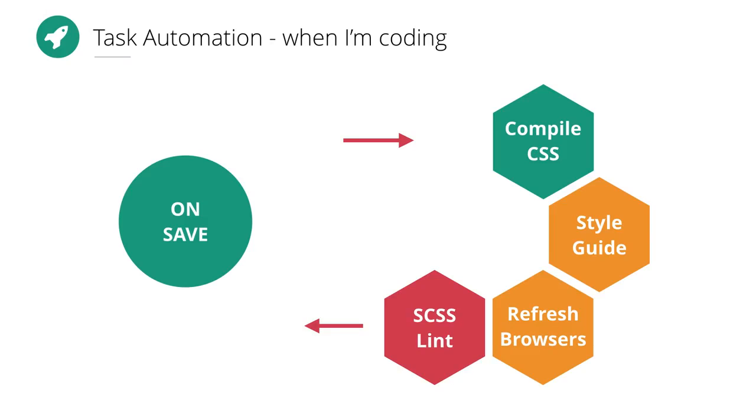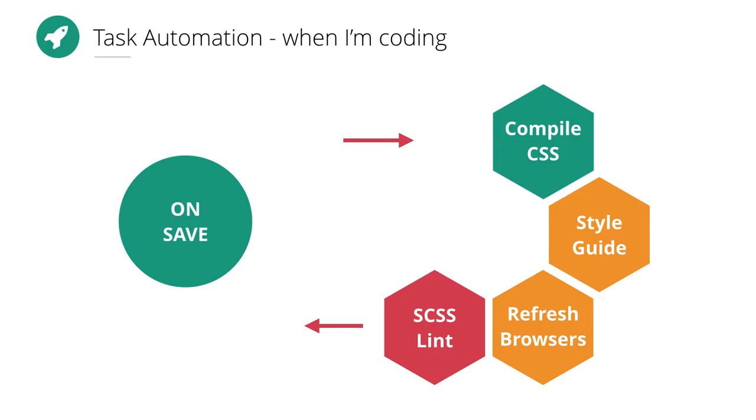Then it fires up and compiles the HTML and the CSS for the style guide. Then it takes all my connected browsers and refreshes them, and then it sends it over to the lint nagger and reports on all the syntax errors that I'm working on. So basically, pressing save does all these actions automatically.